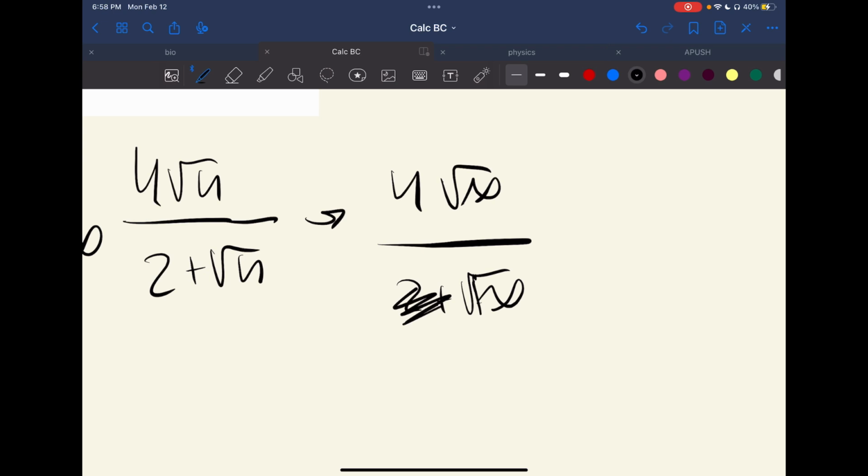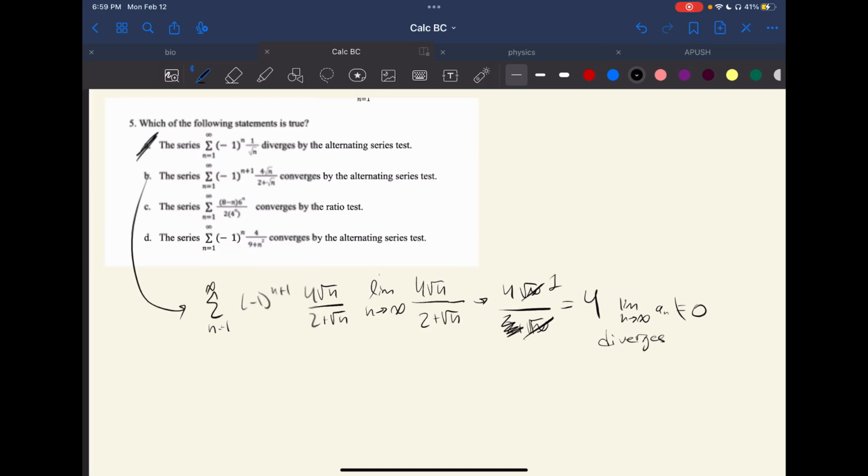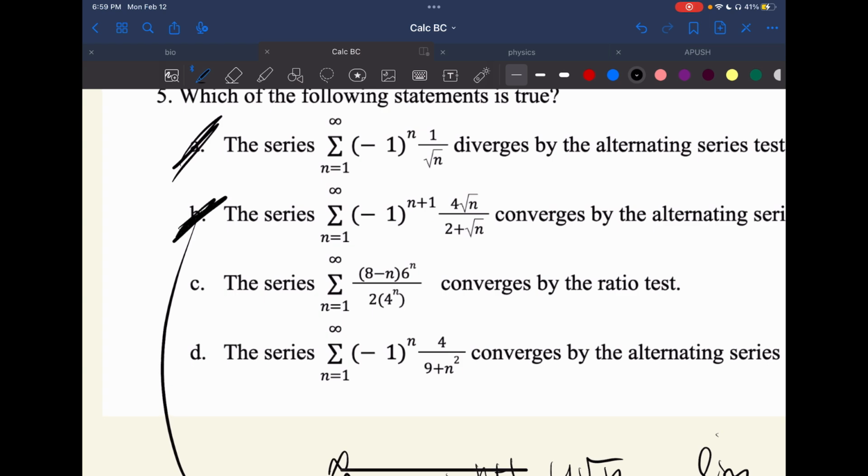The 2 doesn't really count. These are going to cancel out to 1, so this equals 4. And the alternating series test says that it only converges if it equals 0. So since it does not equal 0, this series will diverge. So that one's also wrong. Okay.